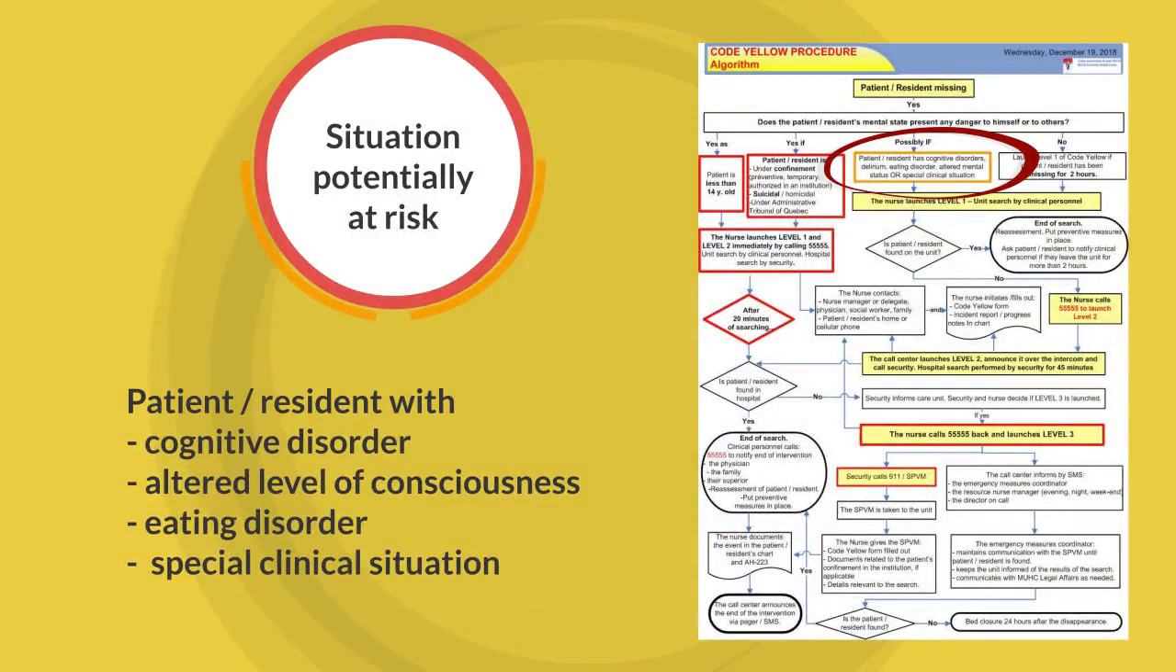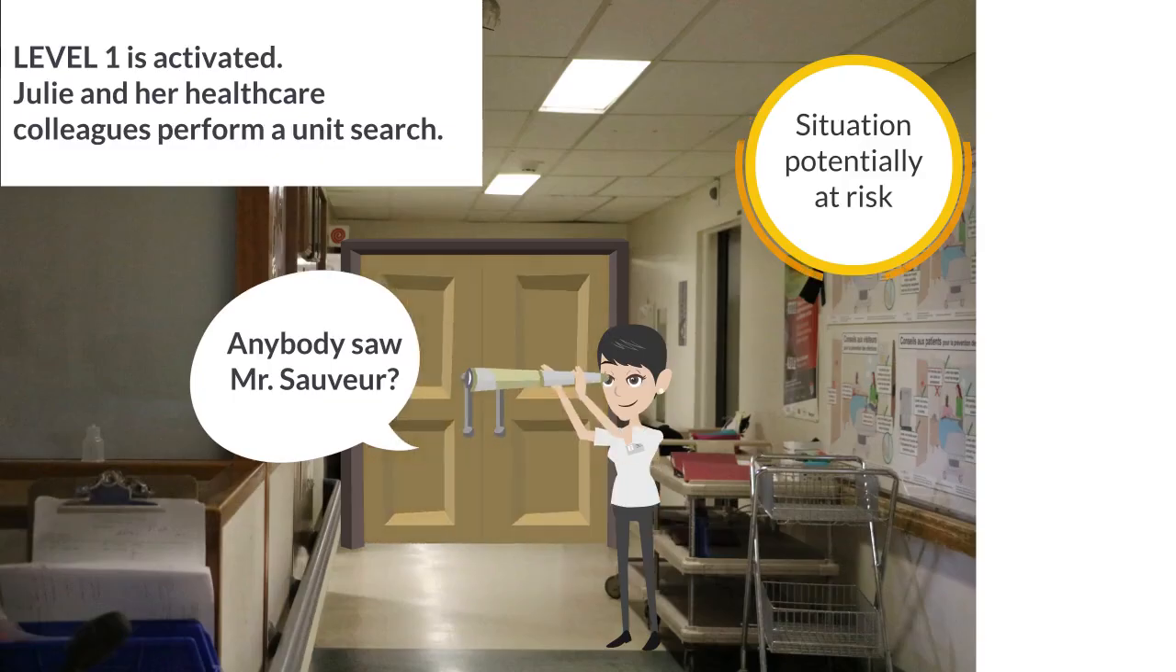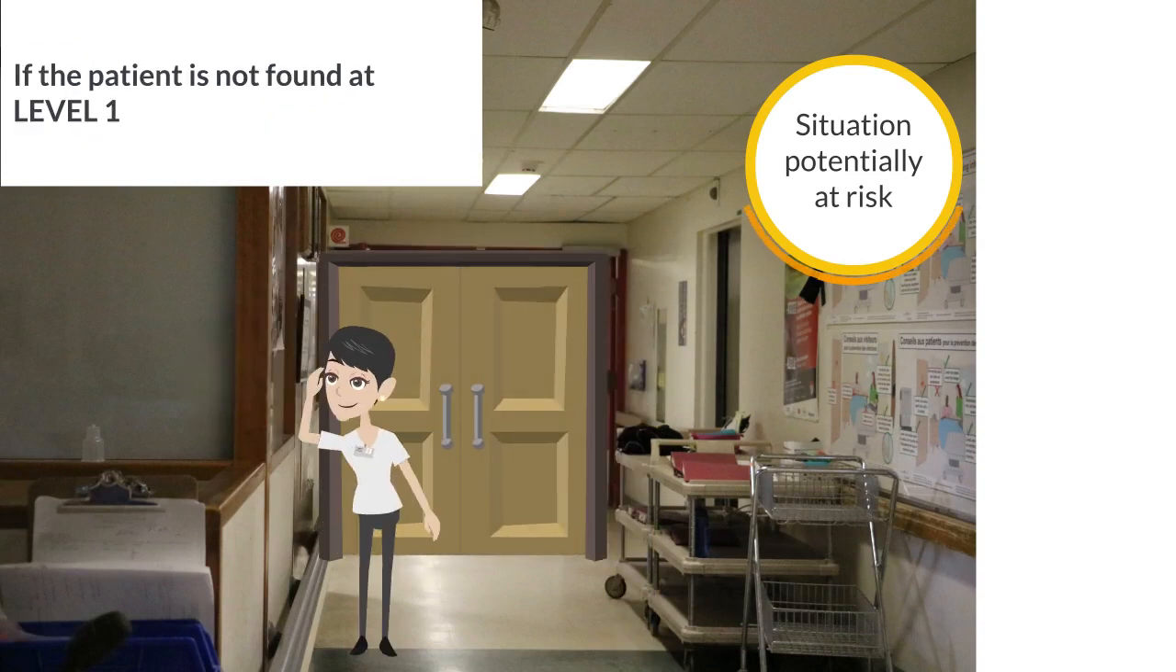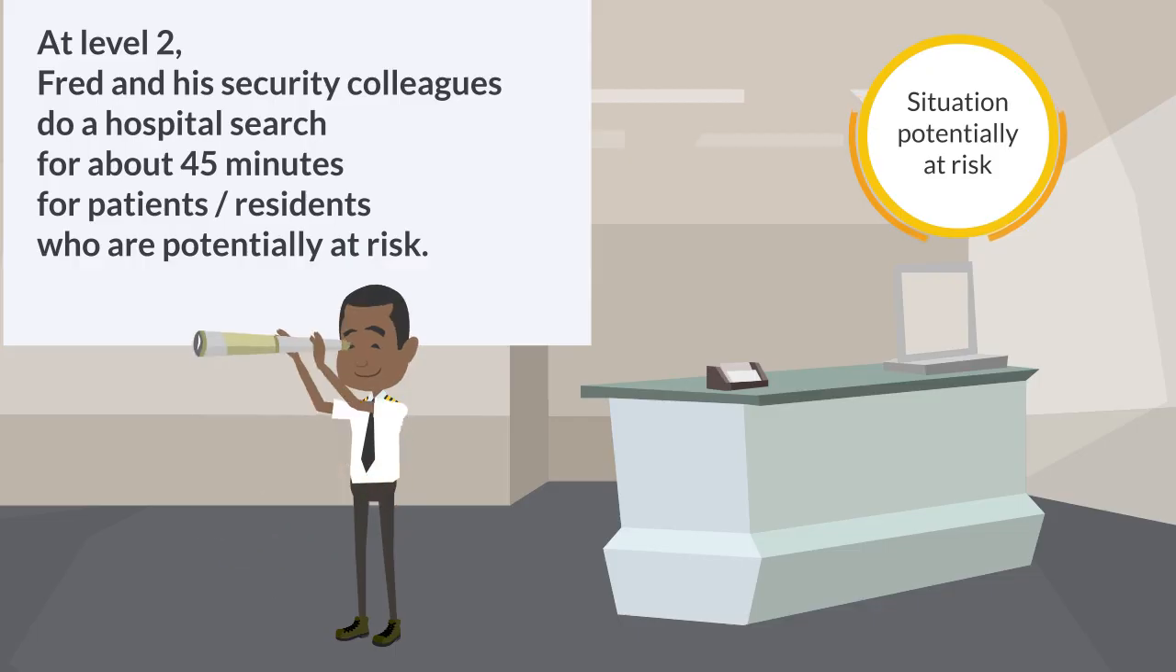Now, let's take a closer look at the situation of a potentially risky patient. For this type of patient, as soon as you notice that he or she is missing on a care unit, you enable level 1 with a search on the unit. And if the patient is not found after the search of the unit, you inform the call center at 55555, which will make the announcement on the intercom, and they will inform the security service. Following which Fred and his colleagues will begin the search in the hospital.